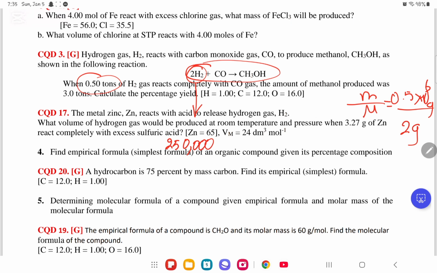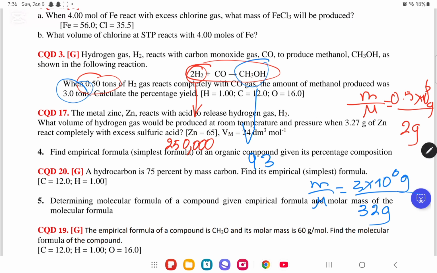Then they also gave us the amount of methanol produced, which we found to be 3 tons. So again, mass divided by molar mass: 3 times 10 to the power of 6 grams. Don't forget to change it to grams. Divided by the molar mass, which is 32 grams. And we got it to be 93,750.